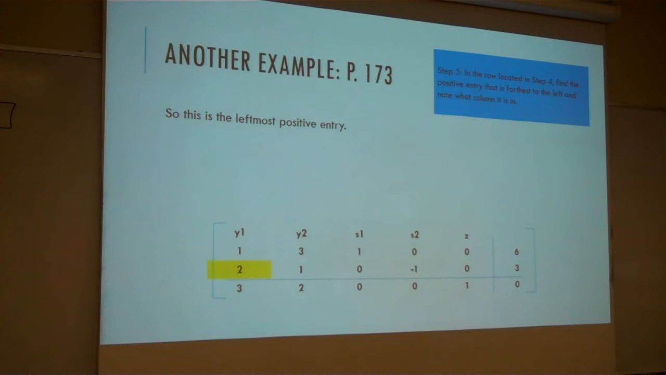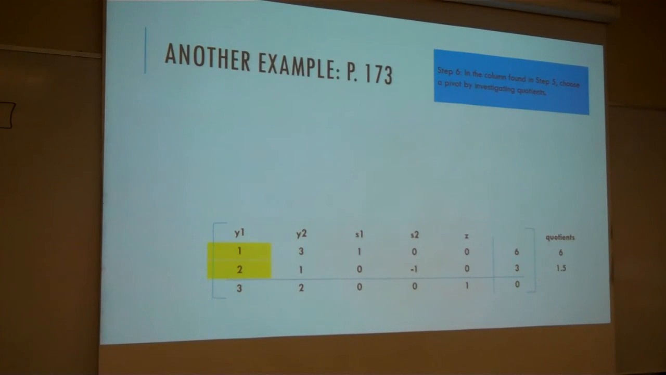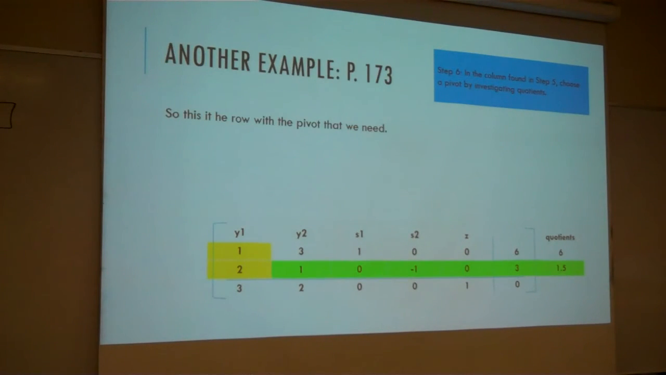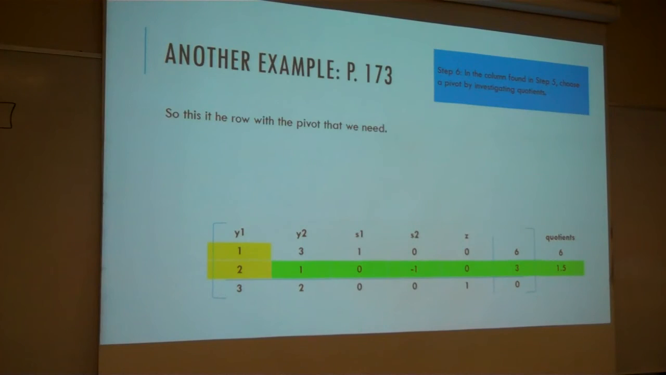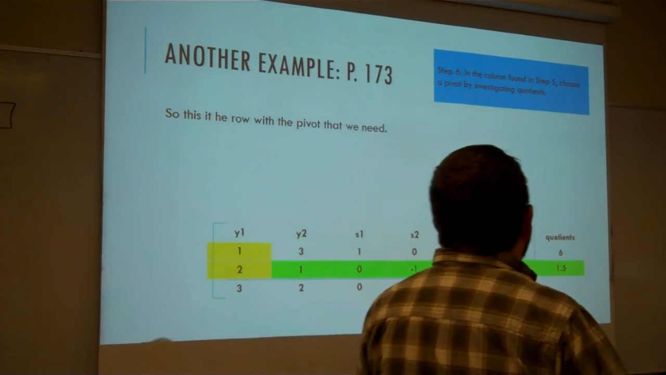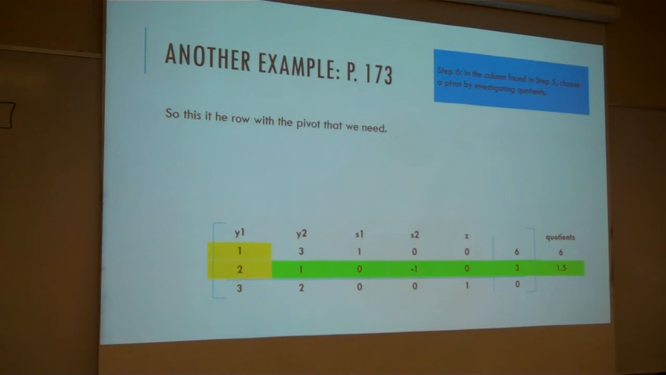And according to the algorithm that we learned on that page, that means that one of these in the column is going to be our pivot. We investigate the quotients by taking the rightmost column divided by the column in question, and we get the quotients. None of them were divided by 0, and none of them were dividing by a negative number or anything like that. So far so good. Our quotient is 1.5, that's going to be our smallest one. So we now know where our pivot is.